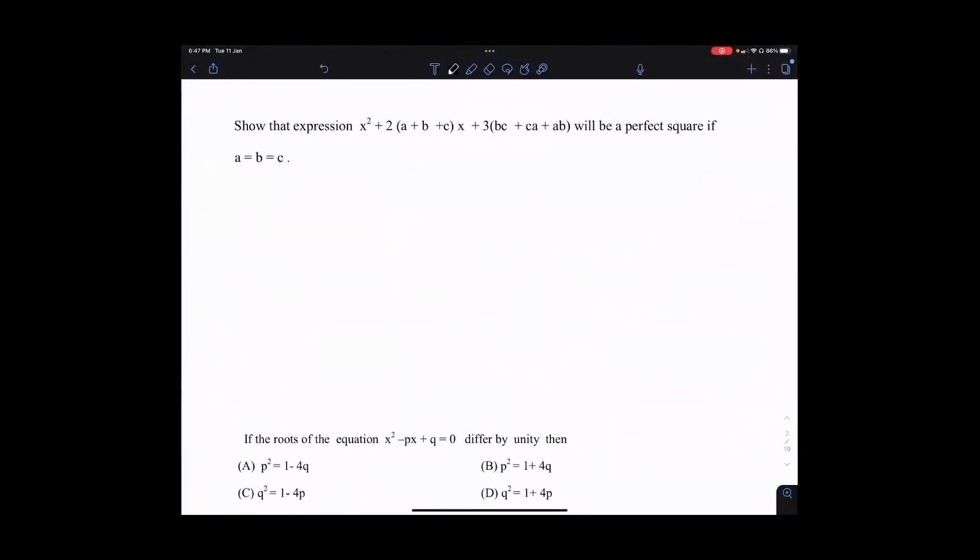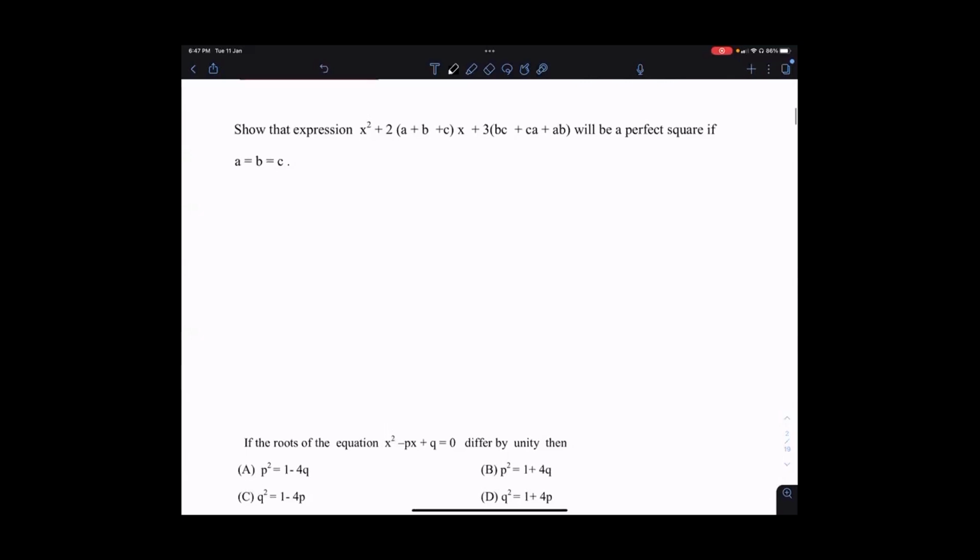Okay. So let's see the first question here. Show that this expression will be perfect square if a equals b equals c. Here they have given a quadratic expression and they are saying it is a perfect square. The point is, when will a quadratic expression be a perfect square? Here the leading coefficient is 1. So x square plus ax plus b is there, for example.